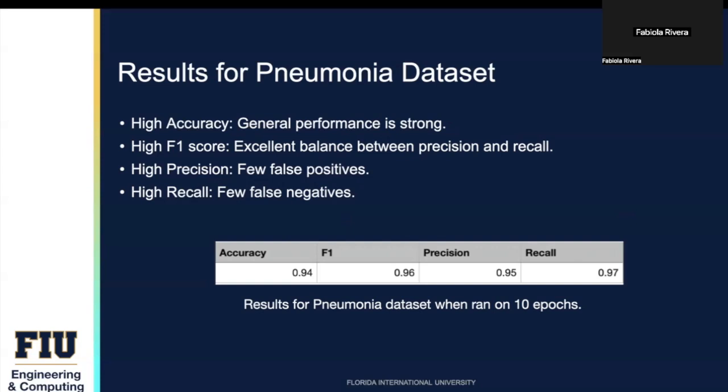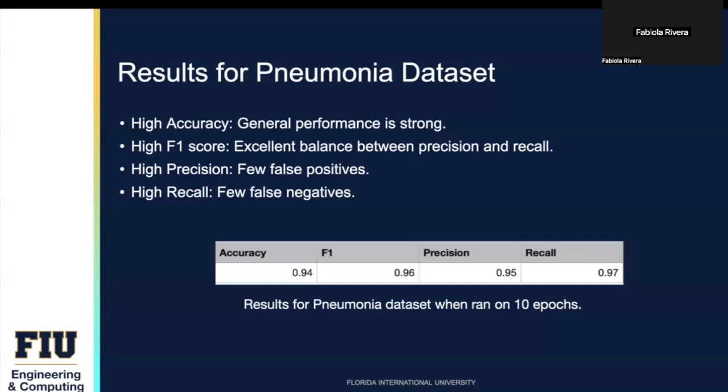Precision, which is 0.95, tells us about the accuracy of the positive predictions made by the model. In other words, 95% of the instances that our model predicted as pneumonia were actually pneumonia. High precision is crucial for minimizing false positives, which is important in medical diagnoses to avoid unnecessary treatments.